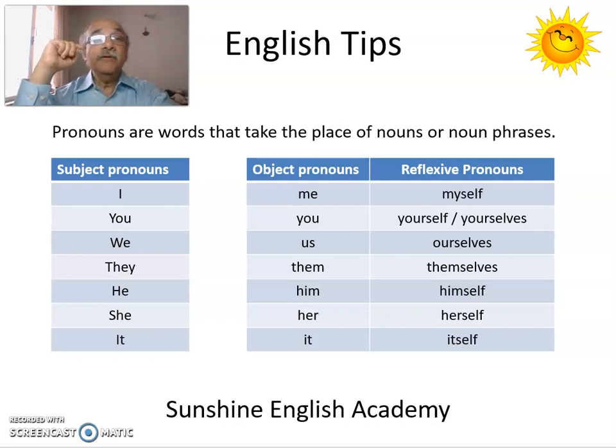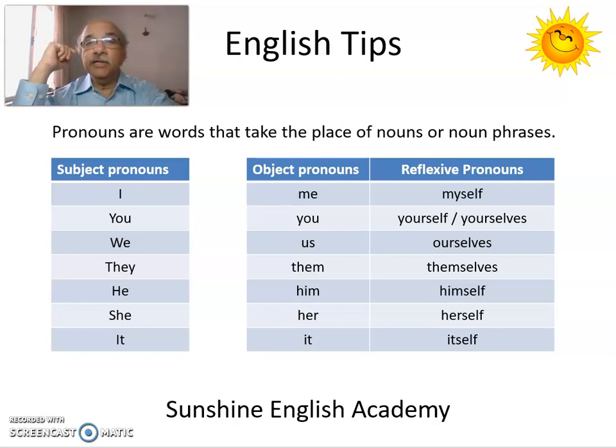The subject pronouns are I, you, we, they, he, she, it. He, she, it are pronouns that take the place of third person singular subjects. The object pronouns are me, you, us, them, him, her, and it.